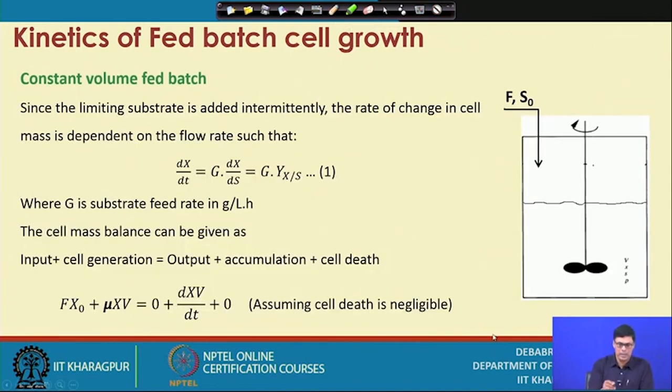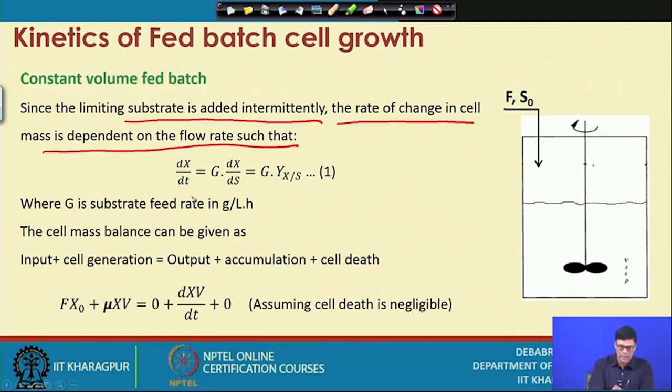So, here we can do the analysis like this. Since the limiting substrate is added intermittently, the rate of change of the cell mass depends on the flow rate, such that dx by dt equals G into Y x by s. What is G? G is the substrate feed, that is gram per liter per hour.